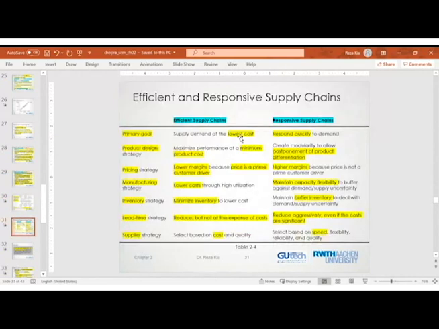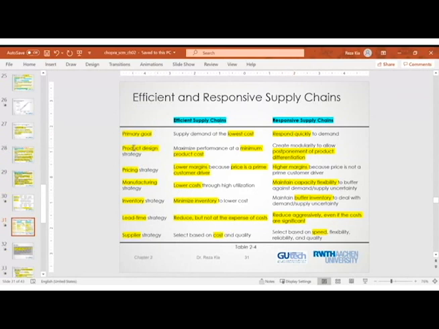And now I wanted to make a comparison between efficiency and responsiveness regarding different criteria. Usually the main criterion is related to the goal. As we have been discussing so far, in an efficient supply chain, the main goal is just minimizing the cost. But in a responsive supply chain, the main goal is providing the product to your customer very quickly. So that would be the difference in terms of primary goal.